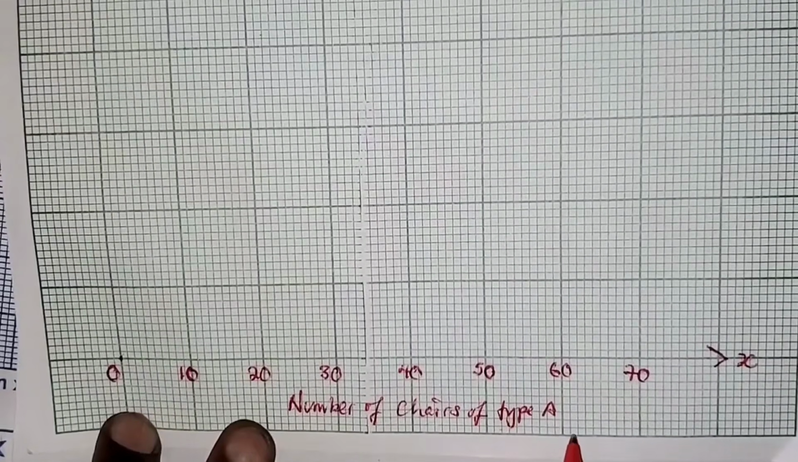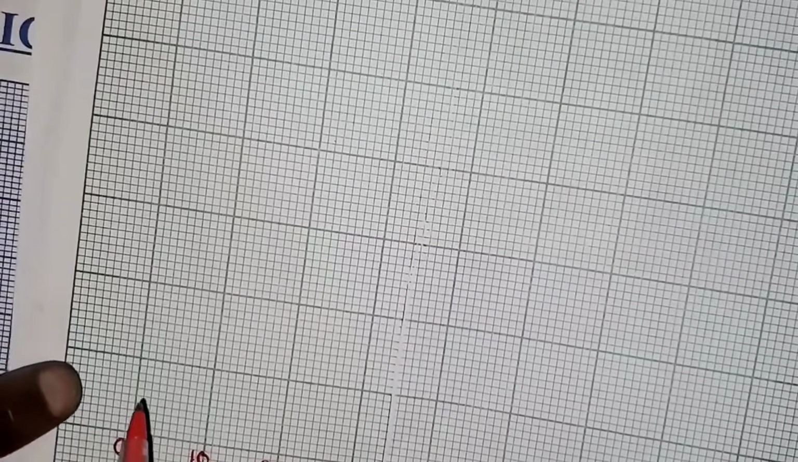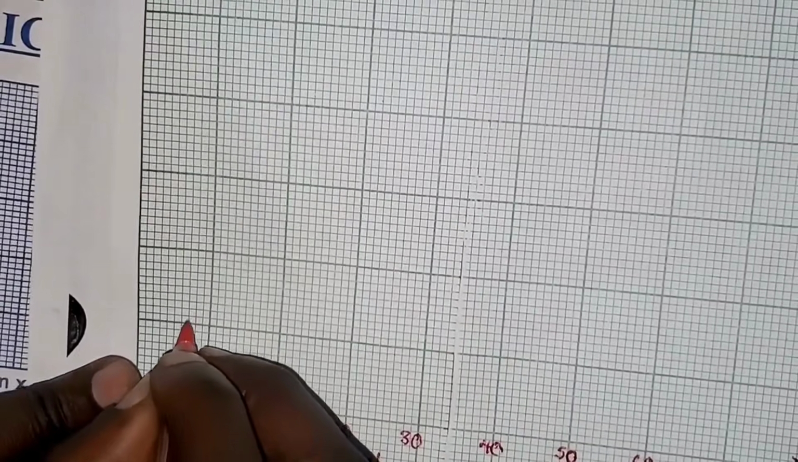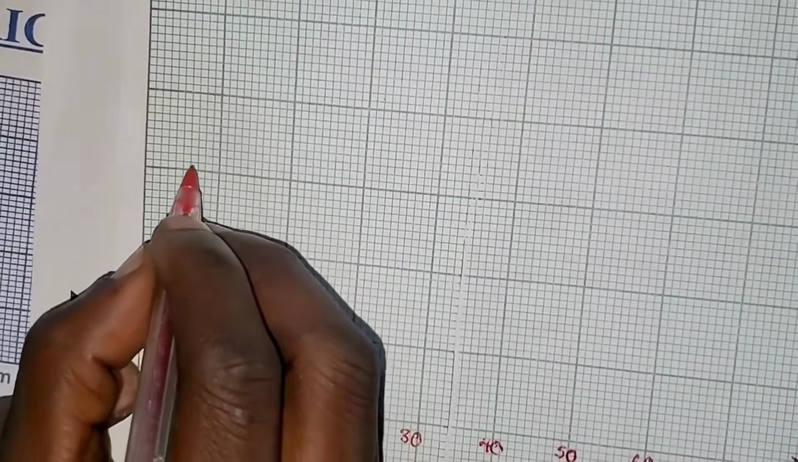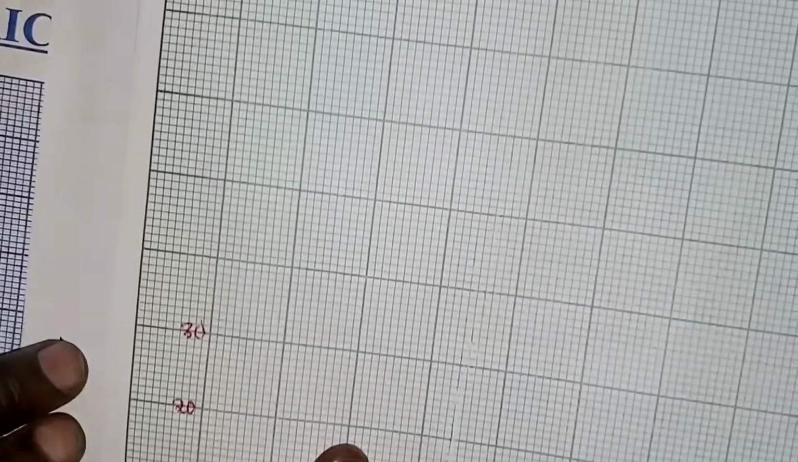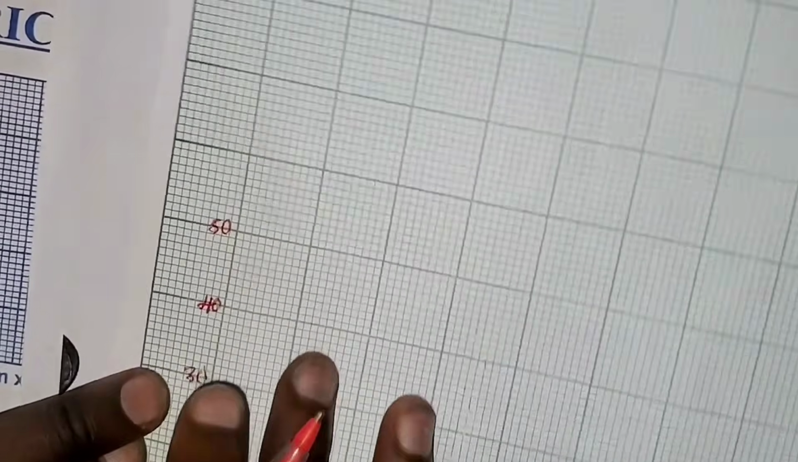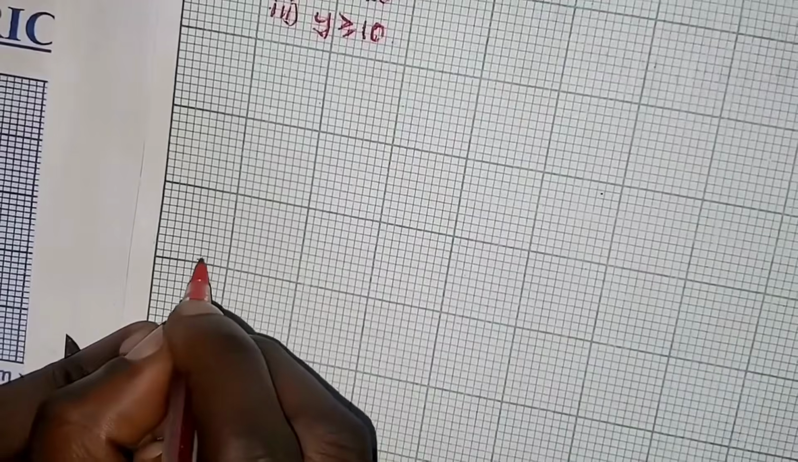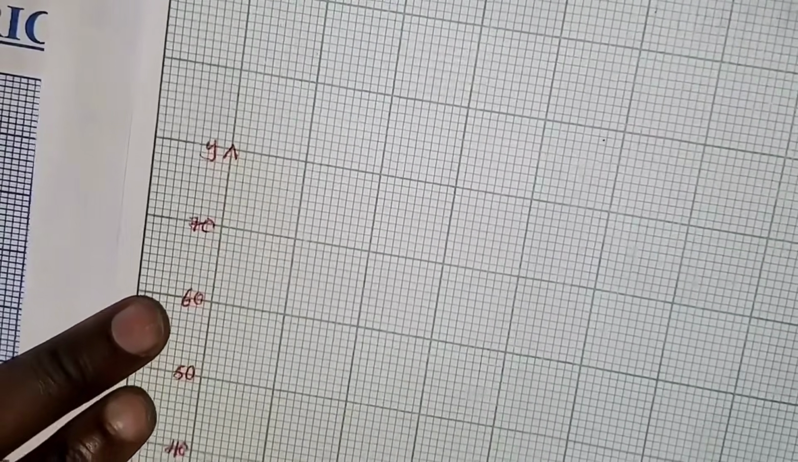Okay, number of chairs of type A in the x-axis. Then in the y-axis here, it is the same. 2 to represent 10, so it will be 10 here, 20, 30, 40, 50, 60, 70. Okay, this is the y-axis.